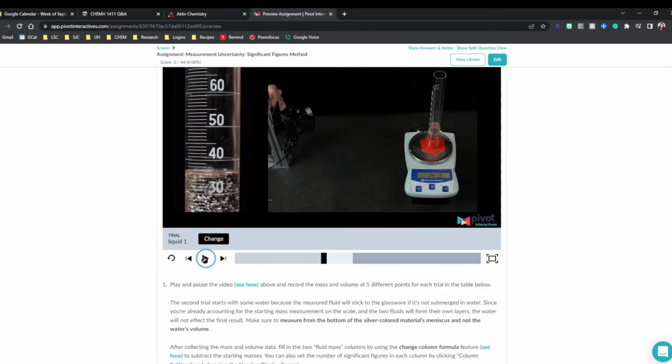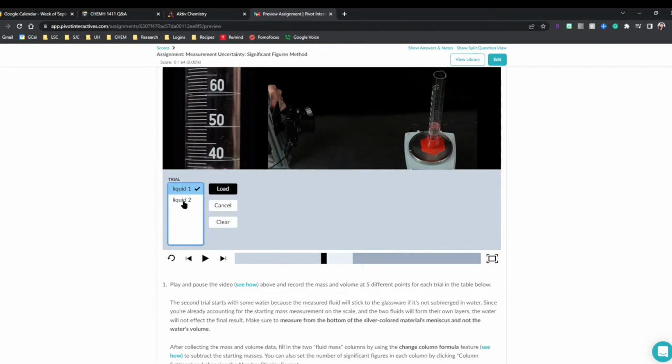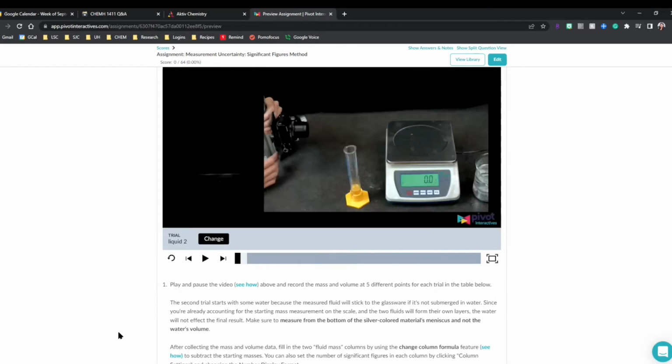Do y'all get the point of that? Right? Straightforward. Now, you're going to do this for all 5 measurements for liquid 1. And then you're going to go to liquid 2, load it in. It's going to do the exact same thing.